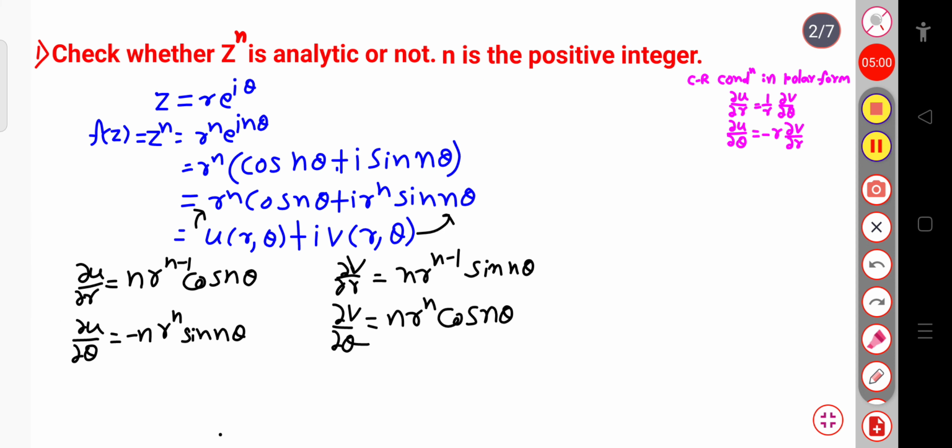Now if we compare this with the Cauchy-Riemann condition, you will see dou u by dou r is this much, n into r power n minus 1 into cosine n theta.